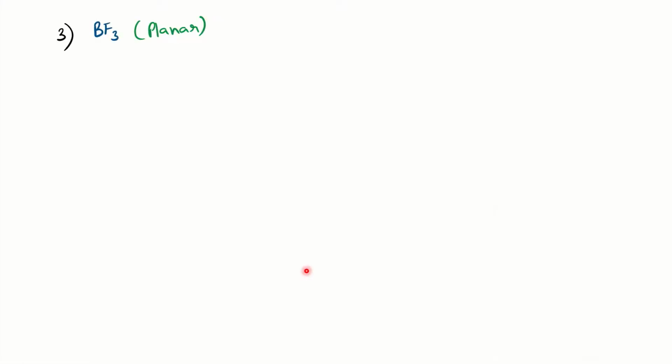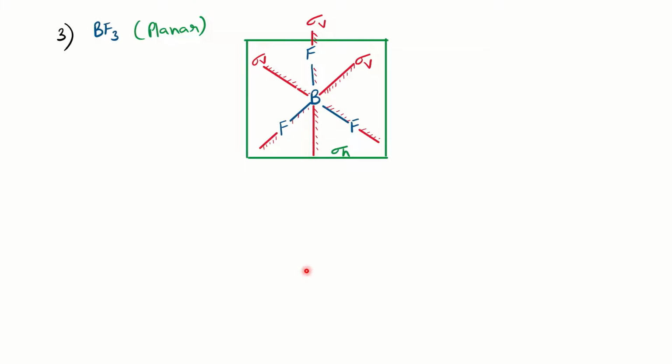Now we have another example, BF3, which is a planar molecule. As I told you, all planar molecules will have the horizontal plane or molecular plane, so you have that. Along with that you have 3 sigma V, each passing through one boron and one fluorine, so the other looks like a mirror image. So you have 1 horizontal plane and 3 sigma V for BF3.